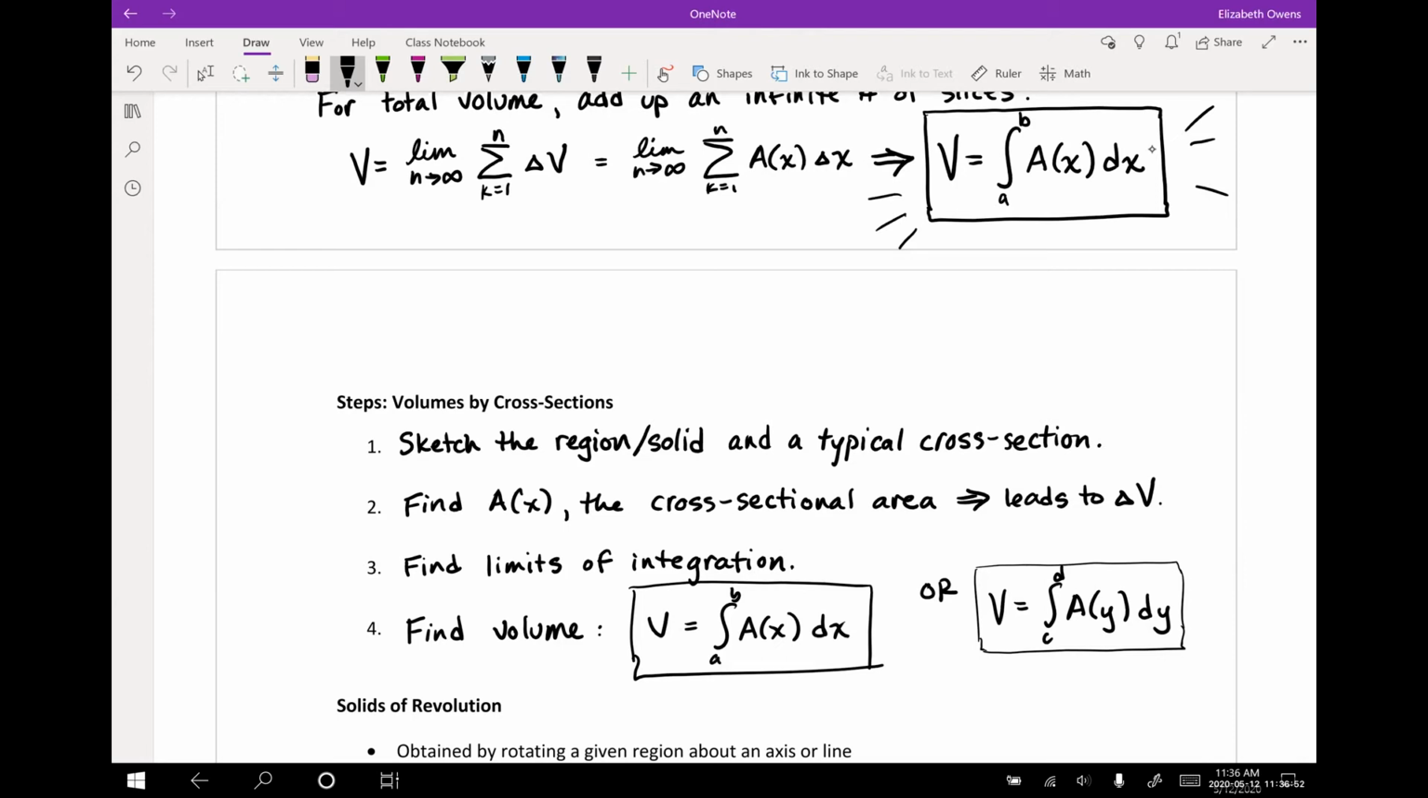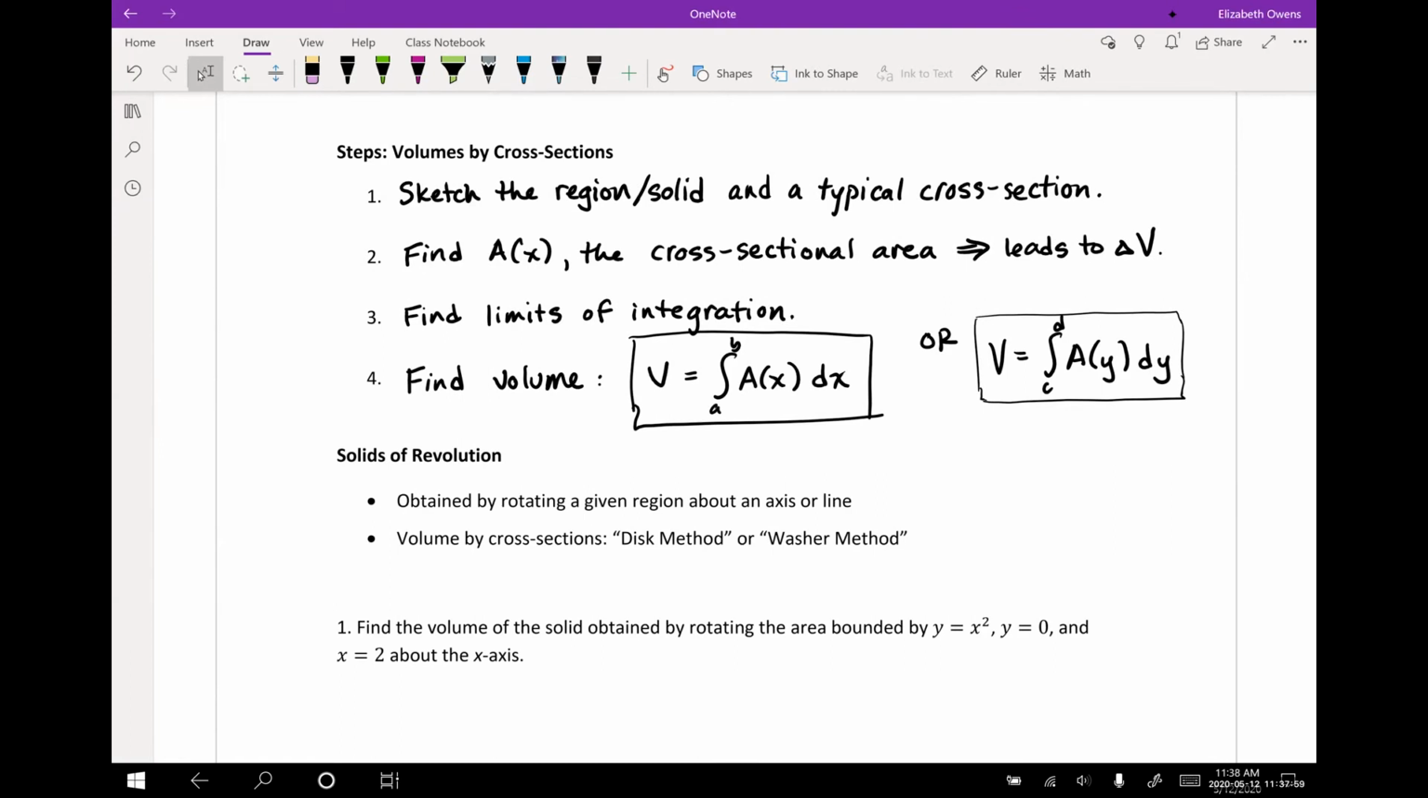And we'll do both cases here today with some problems, some with respect to X, some with respect to Y. So hopefully that'll help. Okay, so that's our overall procedure there, how we set up our integrals, that type of thing.